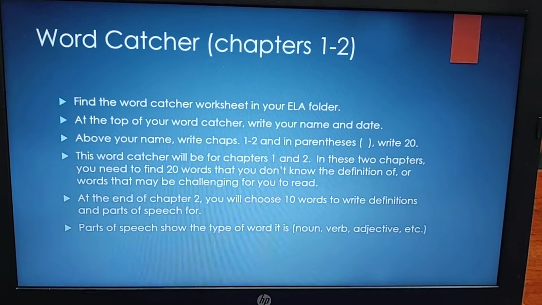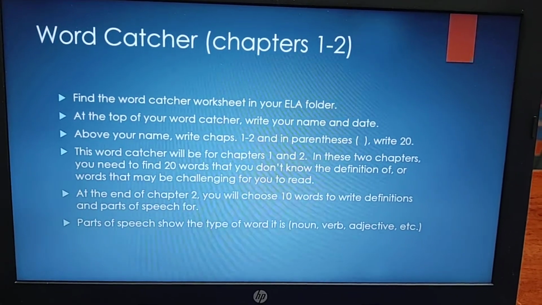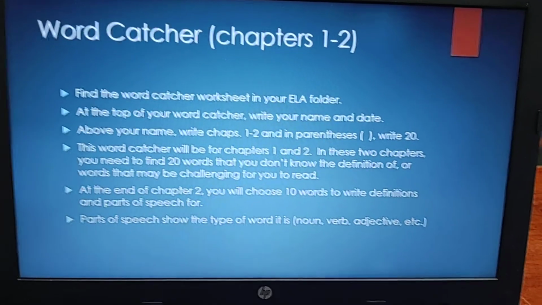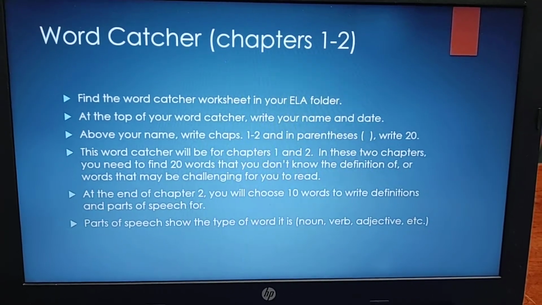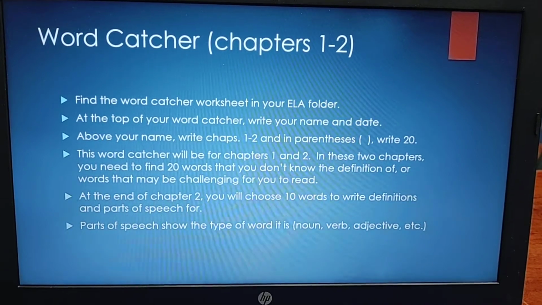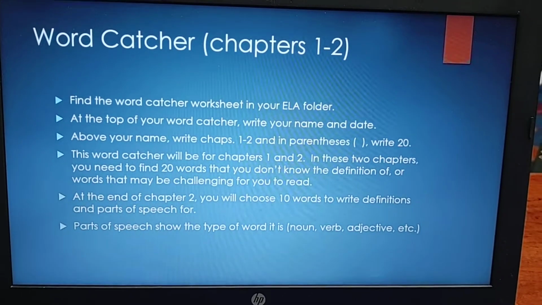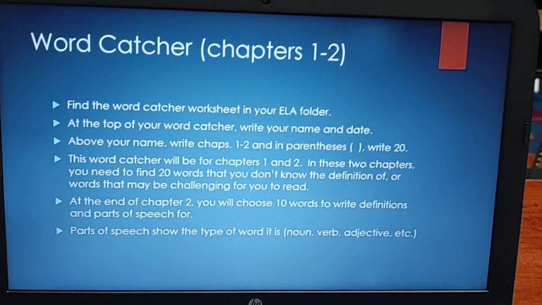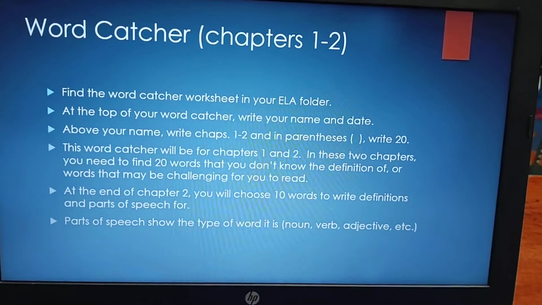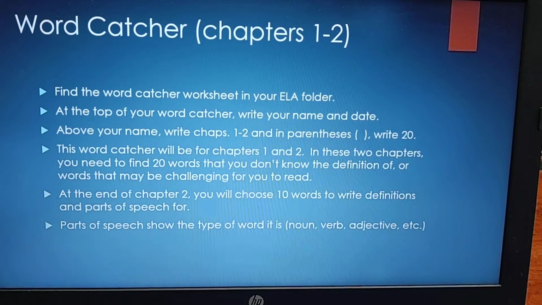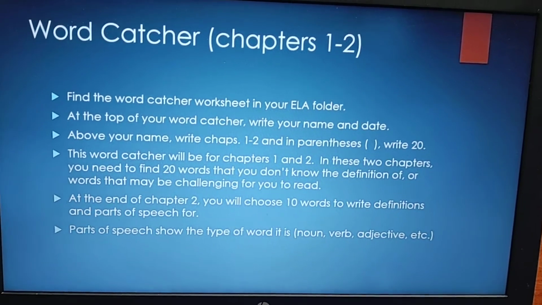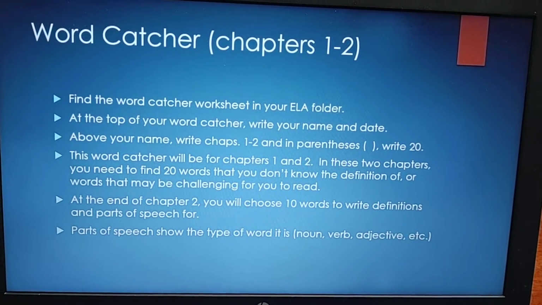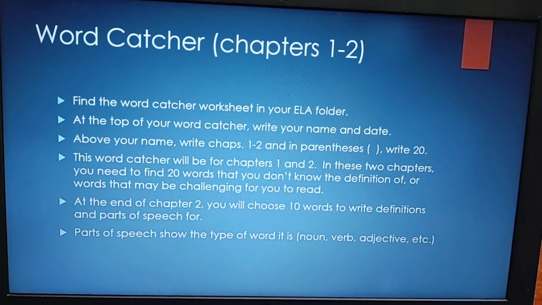In your ELA folder, you will also find a word catcher. This word catcher is for chapters 1 and 2. At the top of your word catcher, make sure you write your name and date. Above your name, you'll need to write chapters 1 and 2, and in parentheses, write the number 20. This word catcher will be for chapters 1 and 2. In these two chapters, you will need to find 20 words that you don't know the definition of, or words that may be challenging for you to read.